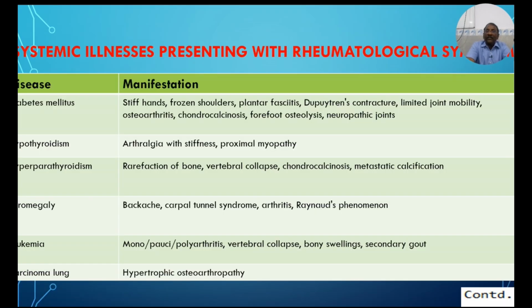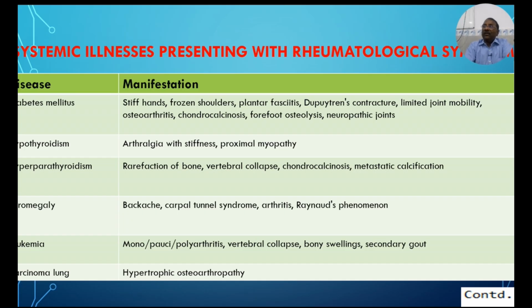So what are the systemic diseases presenting with rheumatological symptoms? We see a lot of diabetes, a lot of hypothyroidism, sometimes hyperparathyroidism, acromegaly, leukemia and carcinoma lung. But the two important physician's diseases are diabetes and hypothyroidism. These two will present with a lot of rheumatological manifestations.